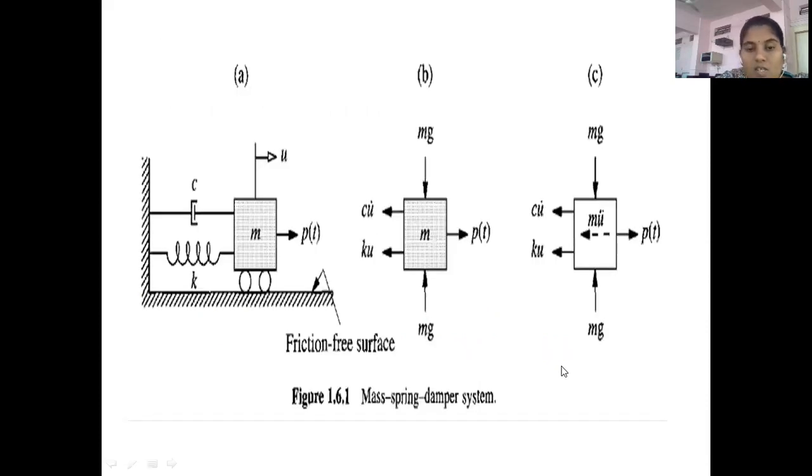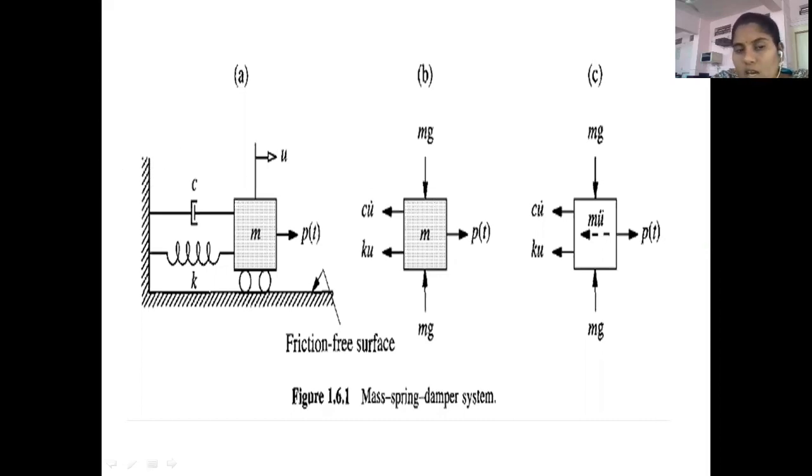In the last figure we saw that the general equation has P of t. P of t is what kind of force? It is the external force. As per Newton's law, F internal is equal to F external, and the F external is P of t. P of t is equal to the forces produced in the system. There are three forces.